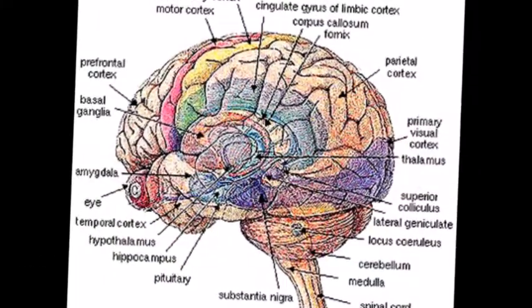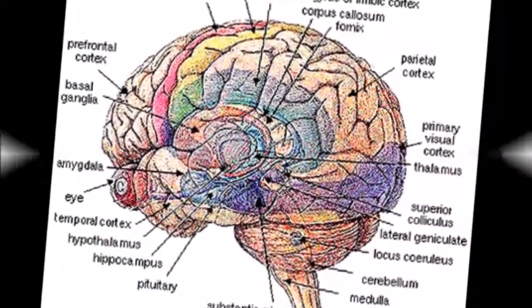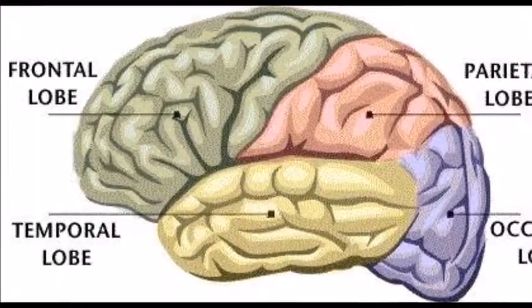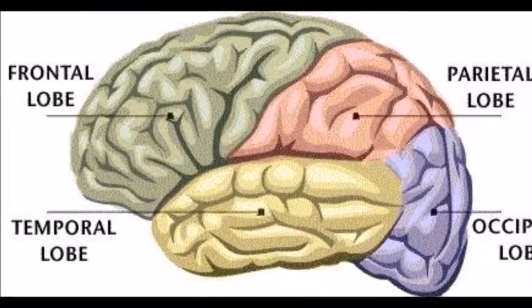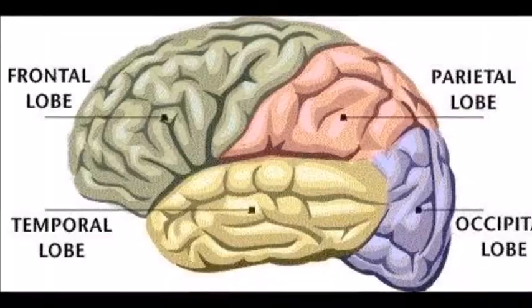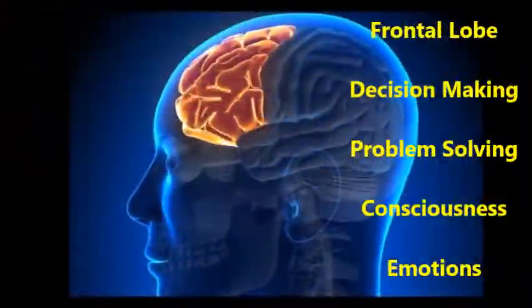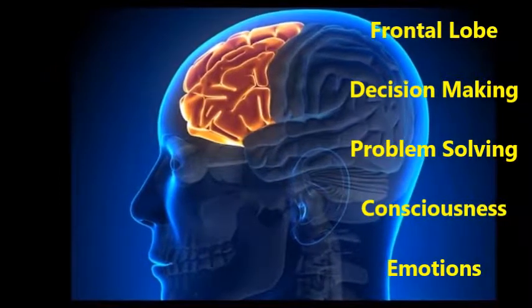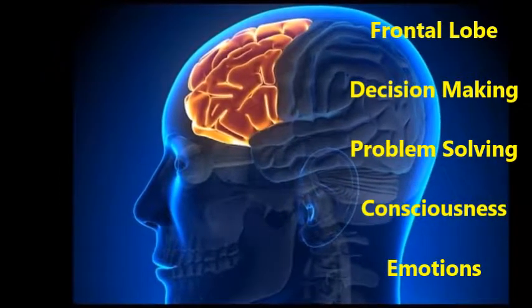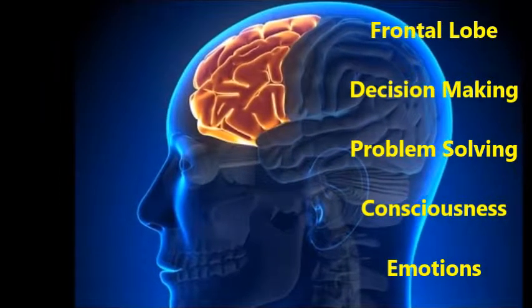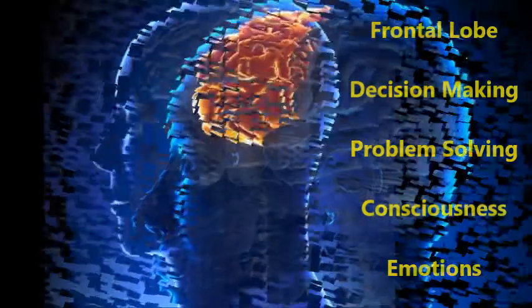The human brain is a complex system made up of several working parts, so for our purposes today, we will only focus on the frontal lobe, the parietal lobe, the temporal lobe, and the occipital lobe. The frontal lobe is responsible for decision-making, problem-solving, consciousness, and emotions. This is the part of the brain that gives us our personality and must be protected at all costs.